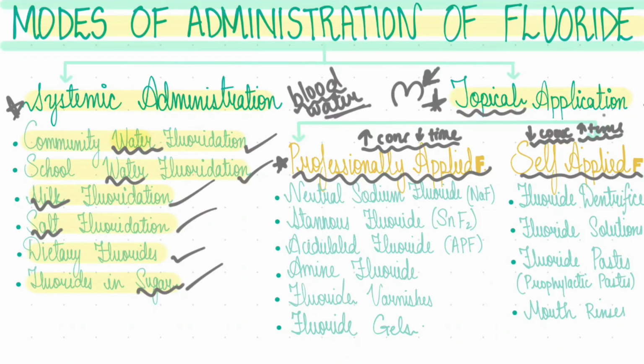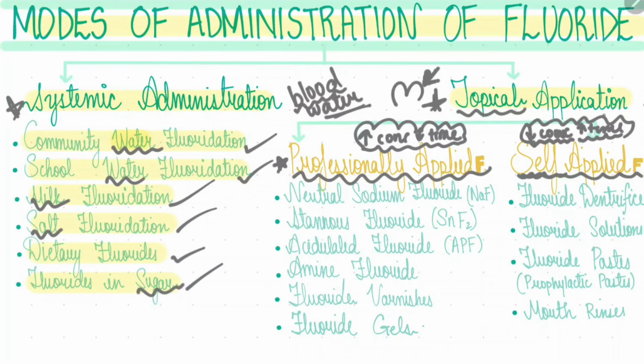Now we have topical application. In topical application, as discussed earlier, we have professionally applied fluoride and self-applied fluoride. The difference we discussed is that in professionally applied, we have higher concentration of fluoride over a short period of time, whereas in self-applied, we have low concentration of fluoride over a long period of time. Also, professionally applied, as the name suggests, is applied by the dentist. Self-applied is applied by you yourself.